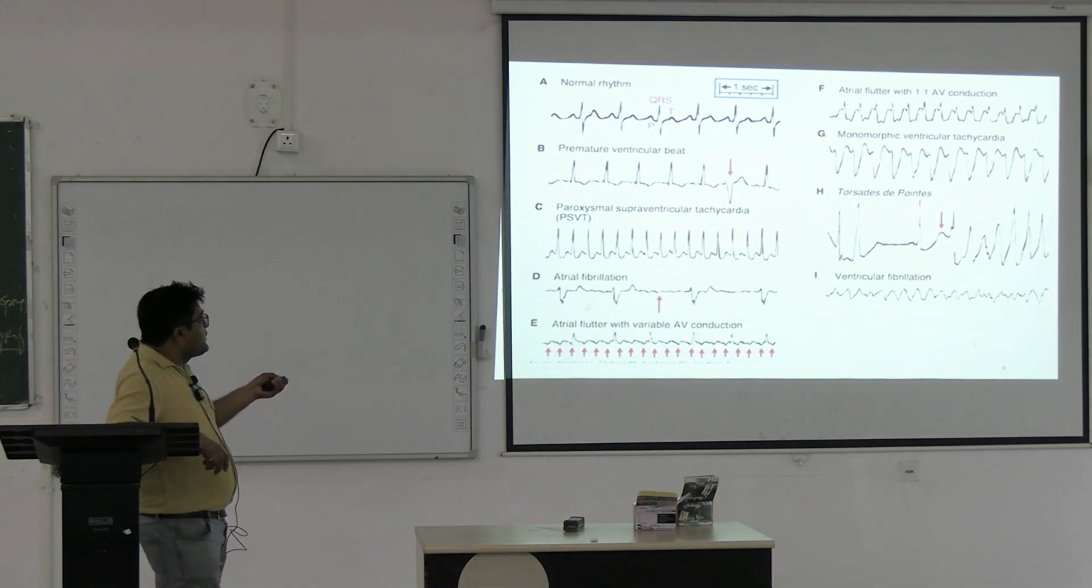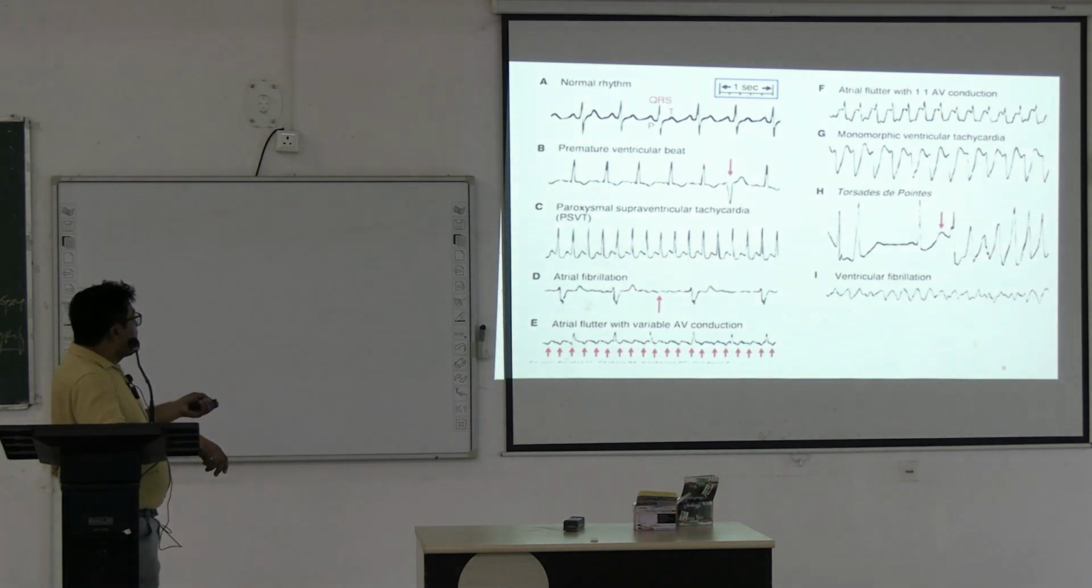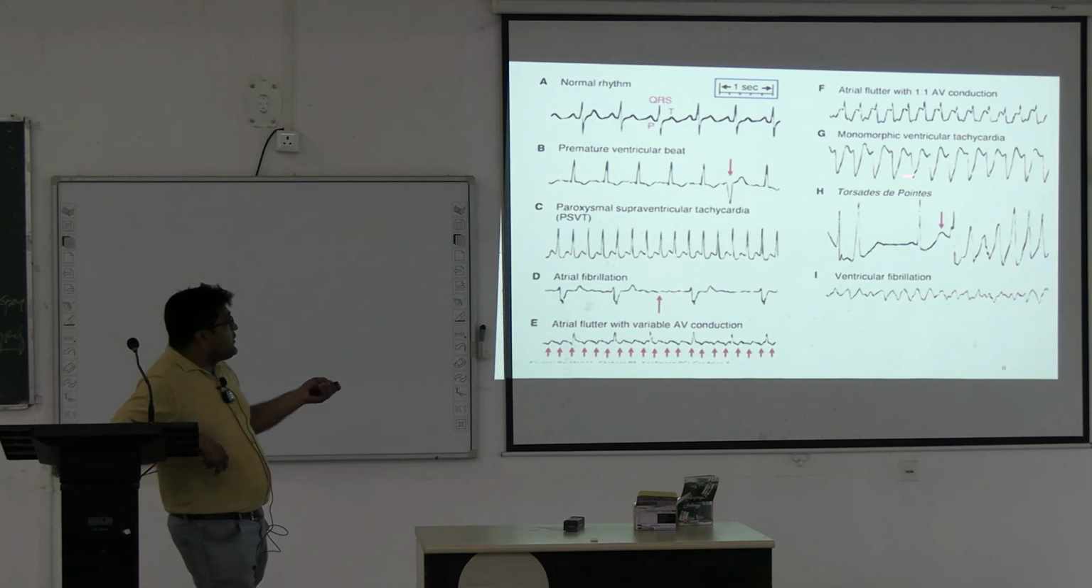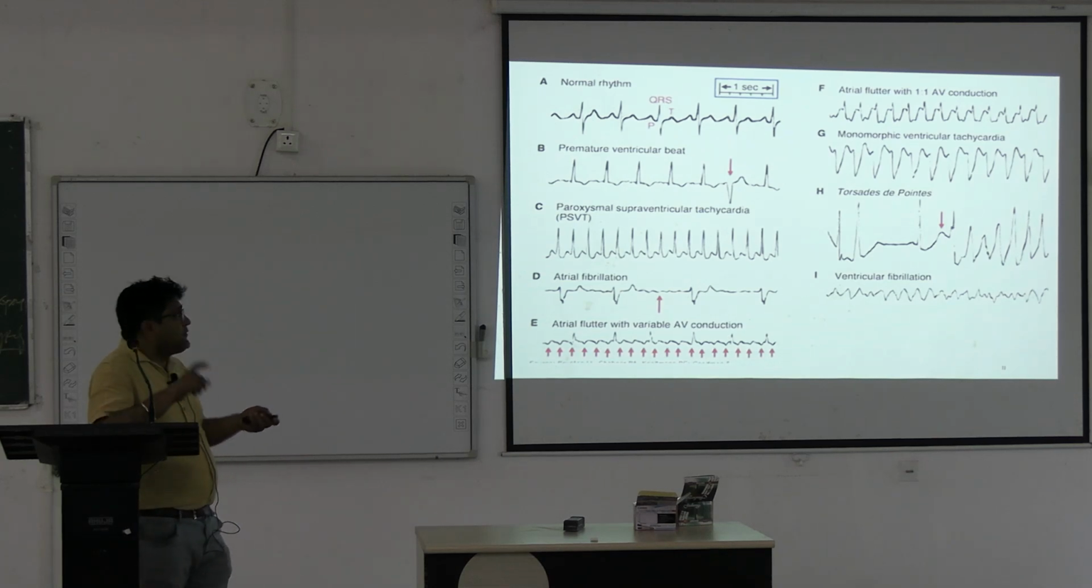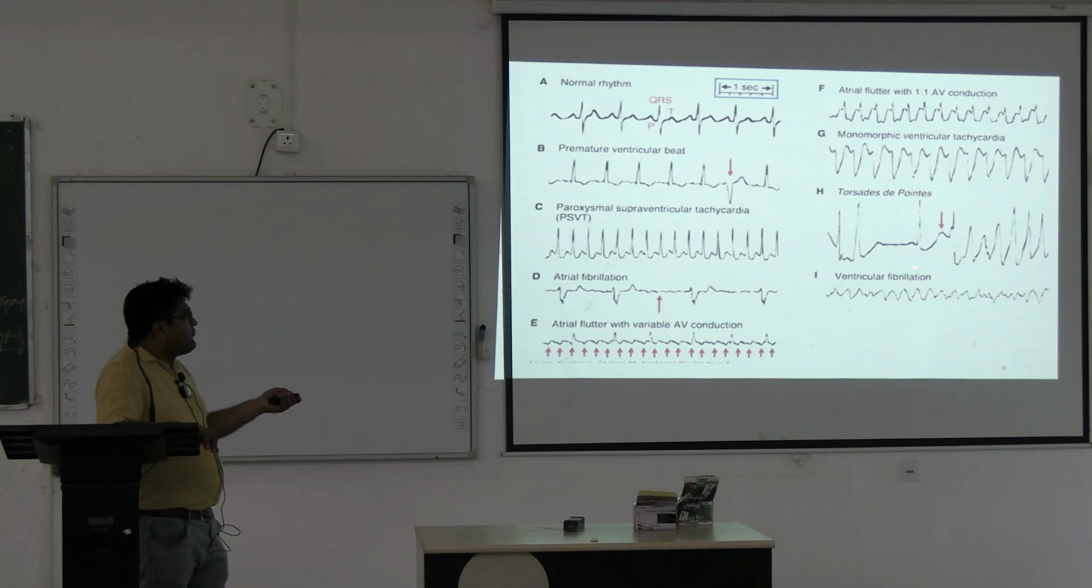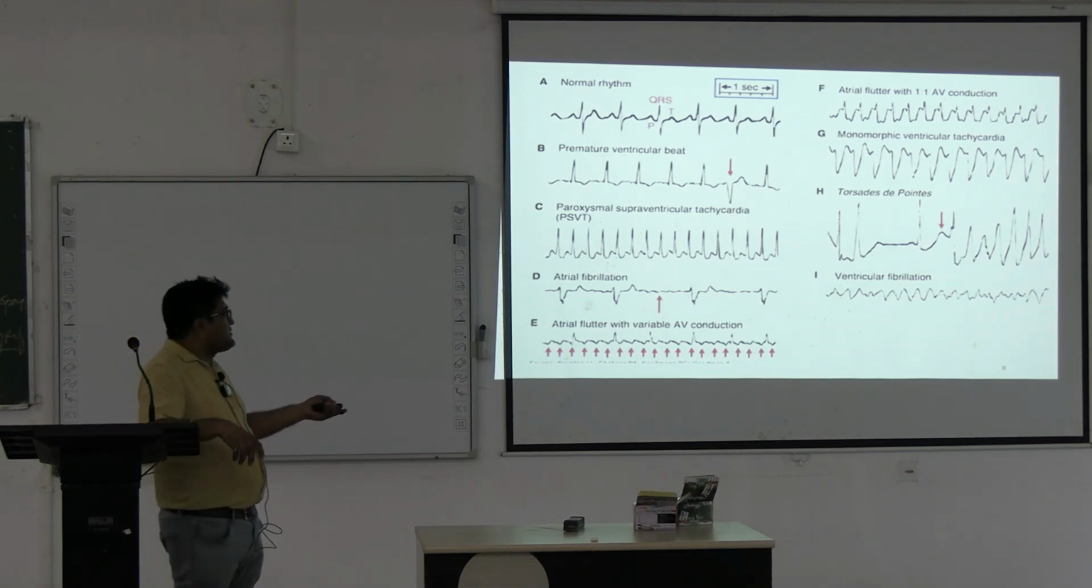In paroxysmal supraventricular tachycardia, it's a narrow complex tachycardia with regular heartbeat. In atrial fibrillation, you see there is irregular heartbeat and absence of P wave. In atrial flutter, there is a sawtooth appearance, and here we are seeing variable AV conduction. Atrial flutter with 1:1 AV conduction. Monomorphic ventricular tachycardia is a wide complex tachycardia with absence of P wave, and the QRS complexes are similar. In torsades de pointes, you see variable forms of QRS complex, so it's polymorphic VT. And in ventricular fibrillation, we cannot make out the QRS complex.